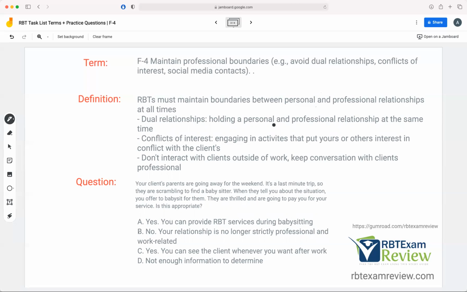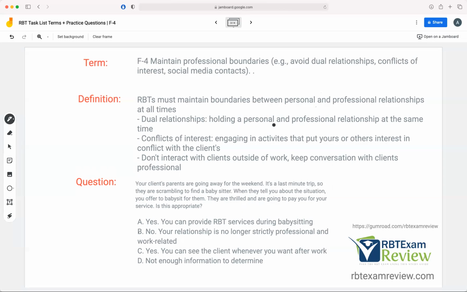These dual relationships, where we're not just RBTs on the case implementing behavior plans, where we're doing all these extracurricular activities which influence our relationship with that client, lead to what? Conflict of interest: engaging in activities that put yours or others' interest in conflict with the client's. The client's interest is our number one priority. When we start putting our interest, or the client's parents' or whoever's interest, in the way of that client's interest, now we're conflicting. And now you have ethical scenarios where you need to make a choice. Whose interest do you value more? You don't want to put yourself in that situation. Don't even get to the point where interests are conflicting. Our interest is the client's interest. The client's interest is the number one interest.